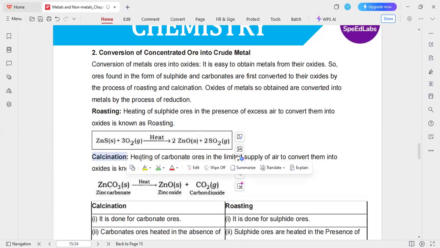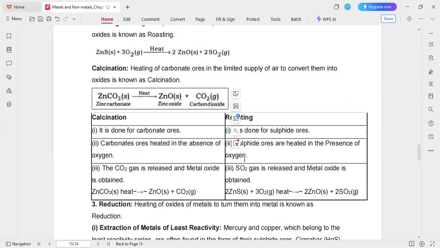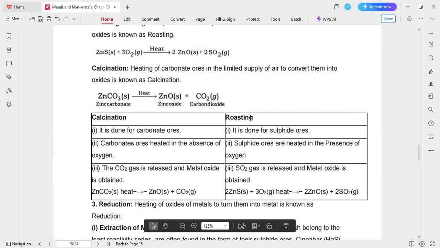What is calcination? Heating of carbonate ores in a limited supply of air to convert them into oxide. Zinc carbonate is heated strongly in the absence of air and gives zinc oxide plus carbon dioxide. The difference between calcination and roasting is given in the table. Very important, a 3 marks question expected for the board exam. Calcination is done for carbonate ores, roasting for sulfide ores.